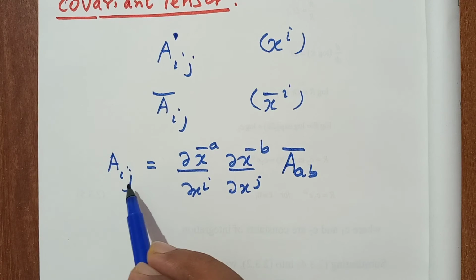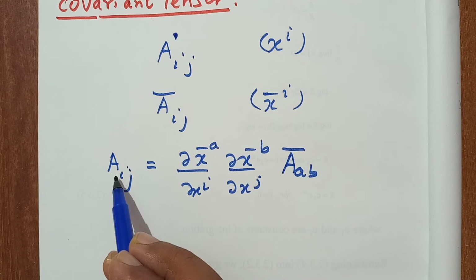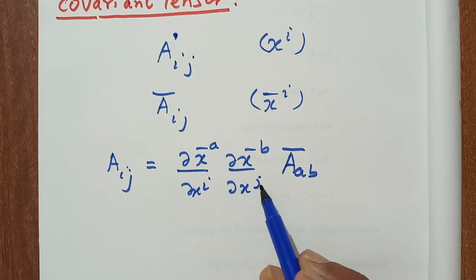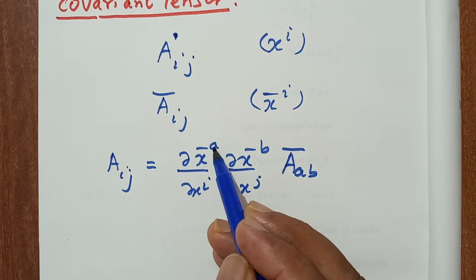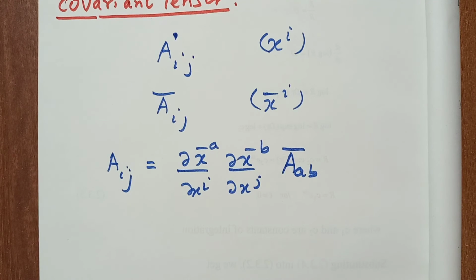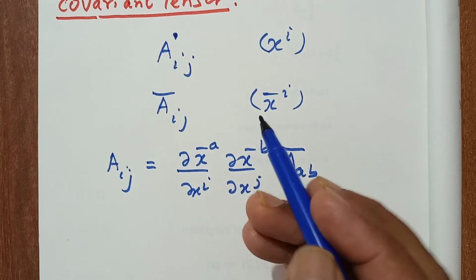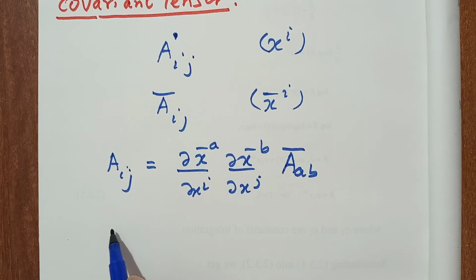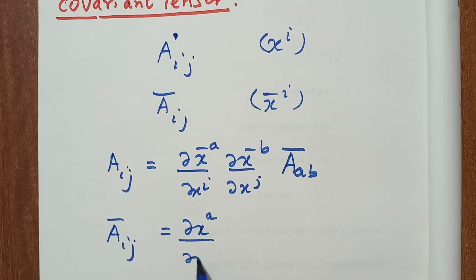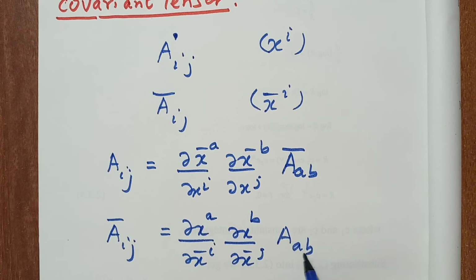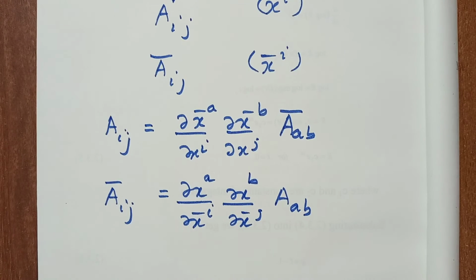So A_ij is equal to this transformation rule; here i and j are lower, so these are also in the lower denominator, and a, b are dummy indices. Similarly, from bar to non-bar: A bar_ij is equal to del x^a upon del x bar^i, del x^b upon del x bar^j, A_ab, since i and j are both in bar position. Okay, so this is the definition of a covariant tensor.